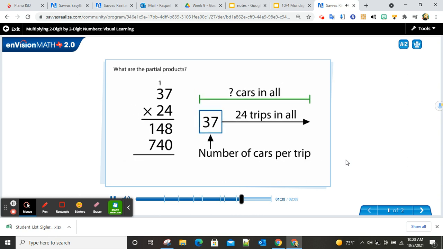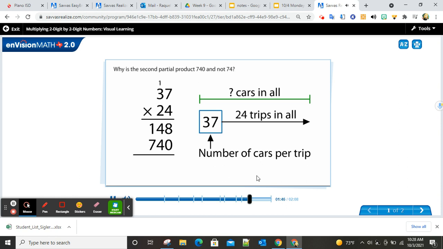What are the partial products? Well, our partial products are 148 when we multiplied our ones, and 740 when we multiplied our tens. The partial products are 148 and 740.